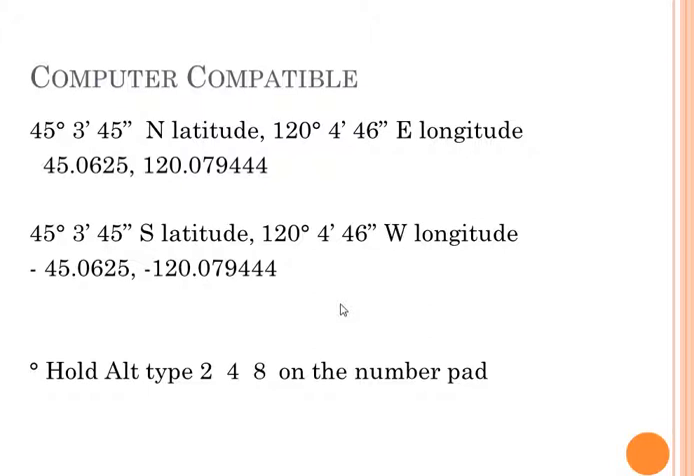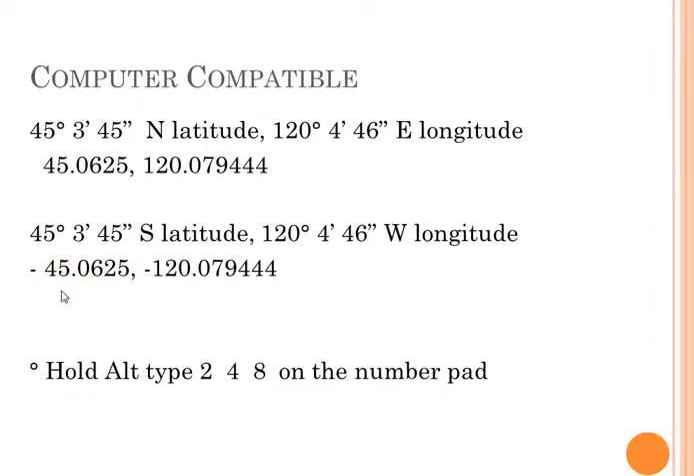So I mentioned this a little earlier. If you want to write down for a computer or your GPS unit or your calculator, you could write 45 degrees, 3 minutes, 45 seconds north latitude, 120 degrees, 4 minutes, 46 seconds east longitude. And the calculator and the computer cannot deal with that because you've got symbols and words. So another way to look at longitude and latitude is called decimal degrees, all right? So this is degrees, minutes, and seconds. This is another format, decimal degrees. And so this is the same location as the one above.